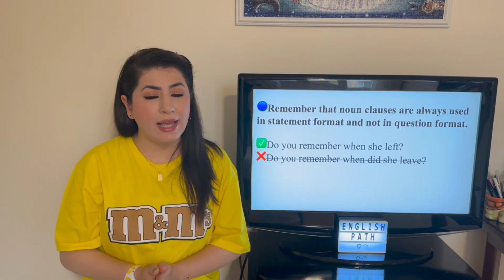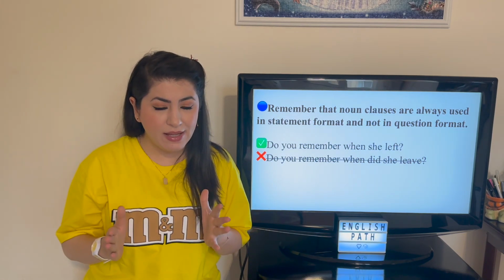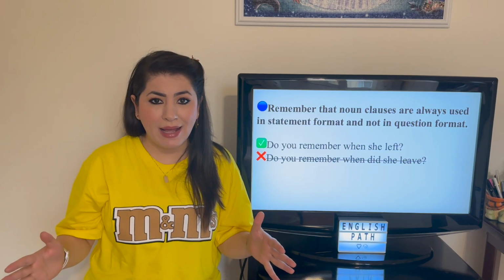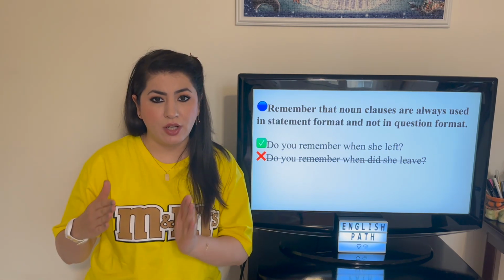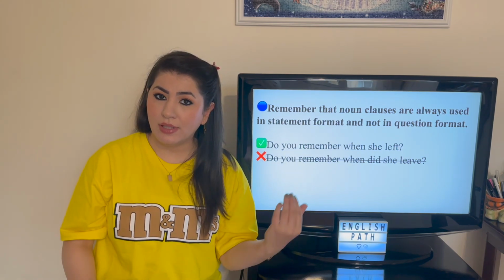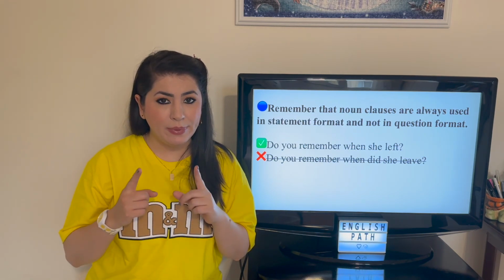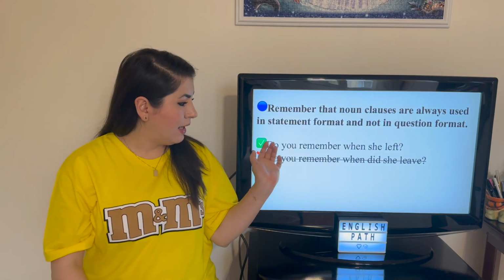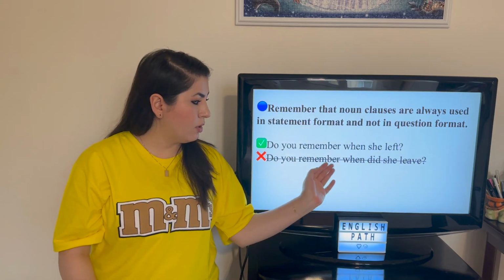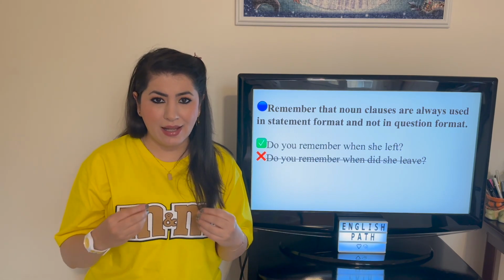You should never forget that noun clauses are never used in question form, even if they are implying questions. They're always used in statement format: subject, verb, or subject, auxiliary verb. Whereas in questions like, does she know? The auxiliary is used before the subject. This is a very common mistake people make. Please be cautious. It's correct to say, do you remember when she left? But it's incorrect to say, do you remember when did she leave? Never say that.